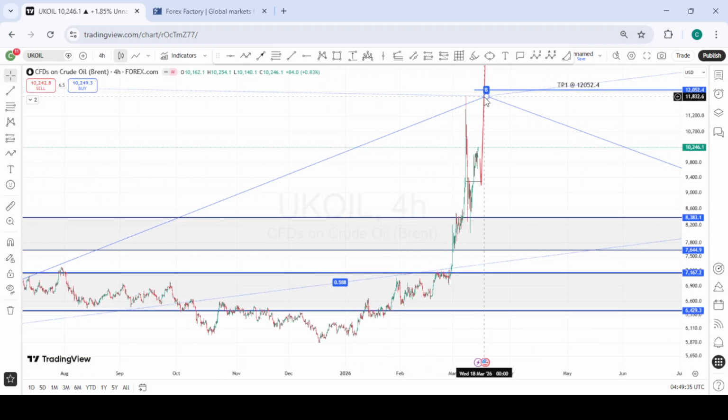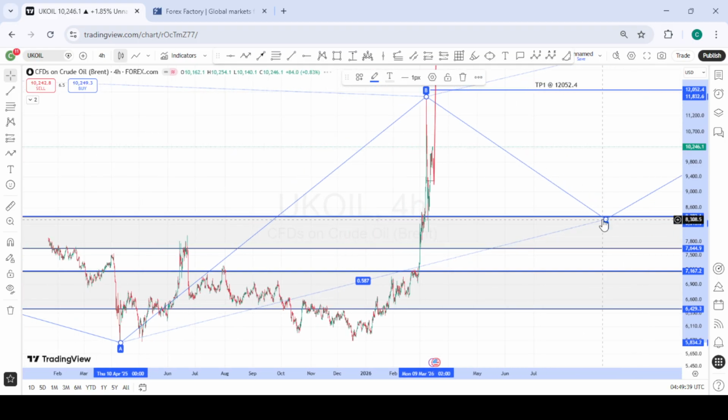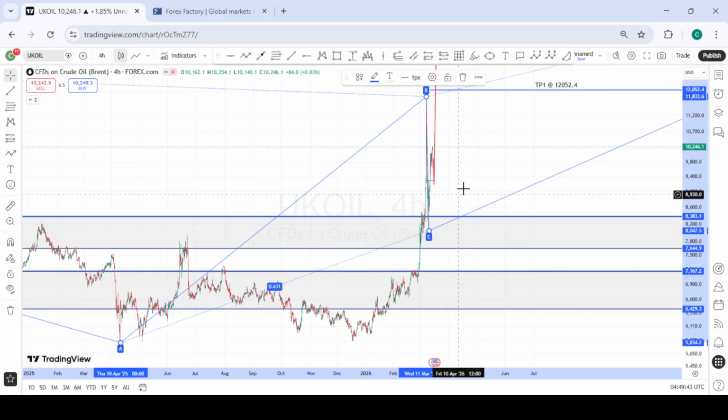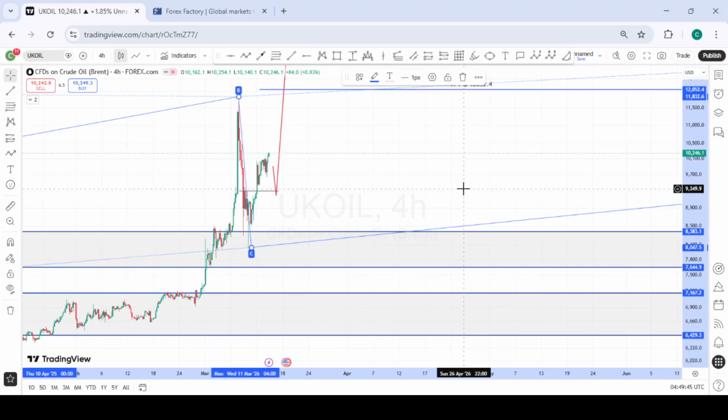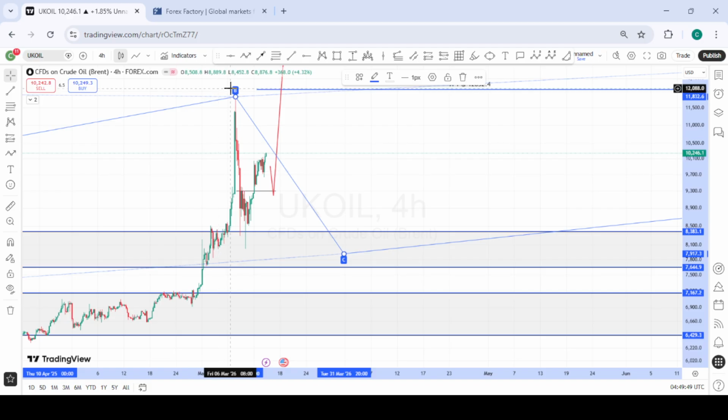So the B leg started from here, and then the C leg retraced more. If you draw it perfectly, the pattern will look very weird, so that's why I place it a bit to the side. So this whole move here is our B, our C leg. Now you're looking forward to bullishness to the upside to complete the harmonic pattern.